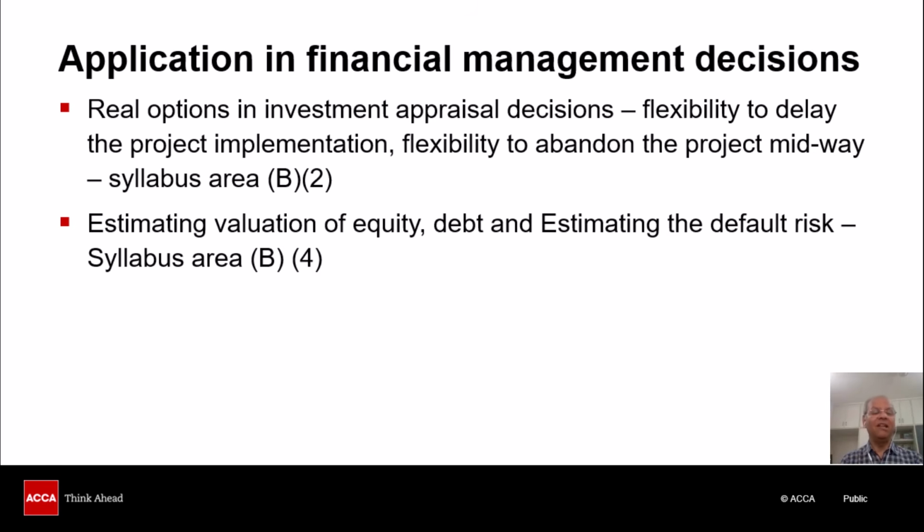As I said, syllabus area B2 talks about real options. Flexibility to delay a project is like a call option. Flexibility to abandon the project midway is like a put option. How do you determine the spot and exercise prices? All that is available in the ACCA Study Hub. Please go through that definitely.